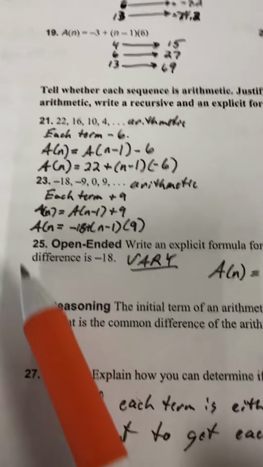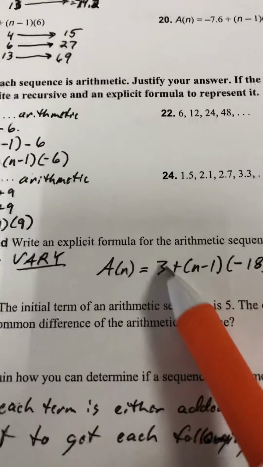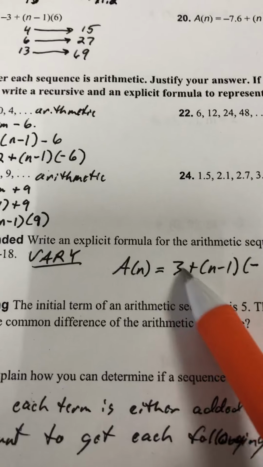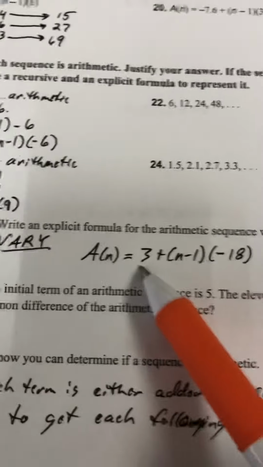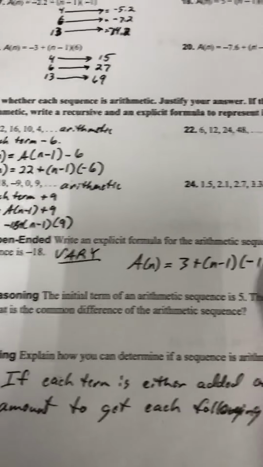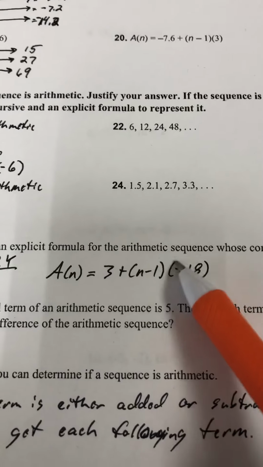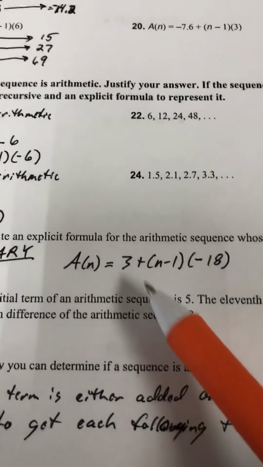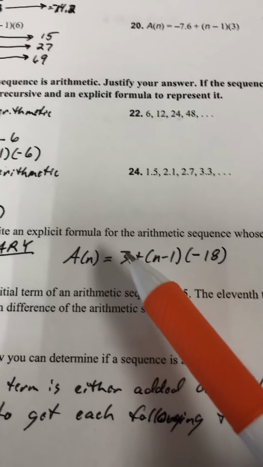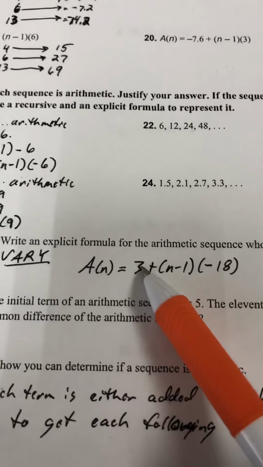All right, so 25, your answers could vary because it depends on the number you start with. I started with 3, lucky number 3, and an arithmetic sequence whose common difference is negative 18, so it goes down 18. So you just put that at the end. So you just have the regular formula. It varies because you could pick any number for this one.